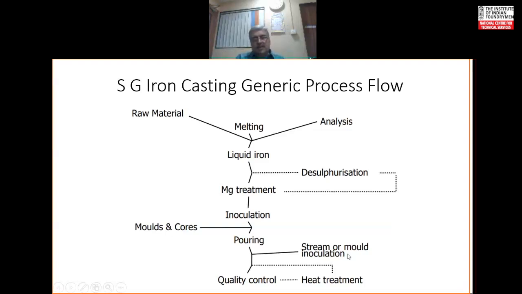Then usually in ductile iron, you will do two-stage inoculation. So one just prior to magnesium treatment, or halfway through the magnesium treatment if it is possible. And then you do the stream inoculation or mold inoculation to ensure that the inoculation effect doesn't fade. Do the quality treatment. If there is a heat treatment which is recommended or required, you do it and supply the casting. So that's the generic process flow for ductile iron casting.